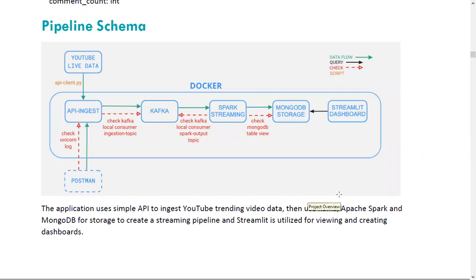The entire application uses a simple API to ingest YouTube trending video data, and then it uses Kafka, Spark Streaming, and MongoDB for storage to create a streaming pipeline. And at the end, we have Streamlit, which is another Python package used to create a dashboard and for querying the data to conduct real-time analytical queries. So we have an entire pipeline that has been established from fetching the data to the API ingest to Kafka, Spark streaming, Mongo storage, and queried from the Streamlit dashboard.